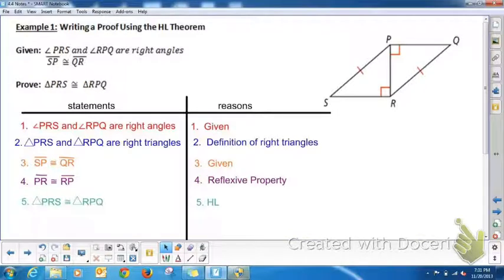Therefore, we can prove that triangle PRS is congruent to triangle RPQ using HL, which stands for Hypotenuse Leg Theorem. Because we knew they were right triangles, that was step 1. Step 2, we knew that their hypotenuses were congruent. And step 3, we knew a leg. We knew their hypotenuses were congruent. We knew their legs were congruent. So hypotenuse leg proves that these two triangles are congruent.